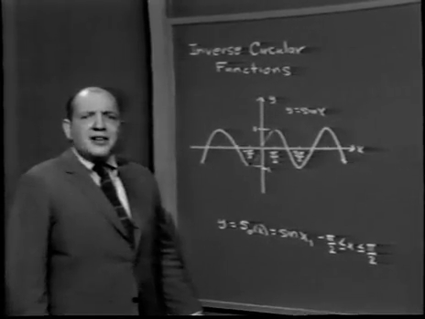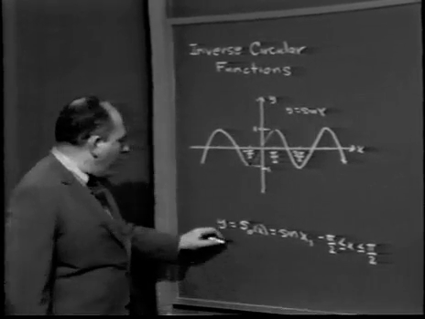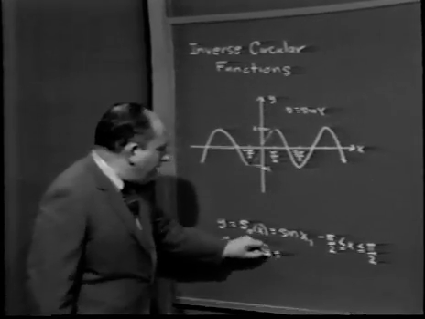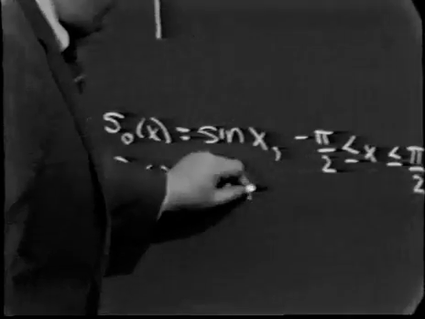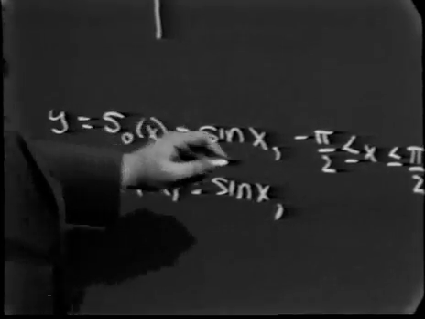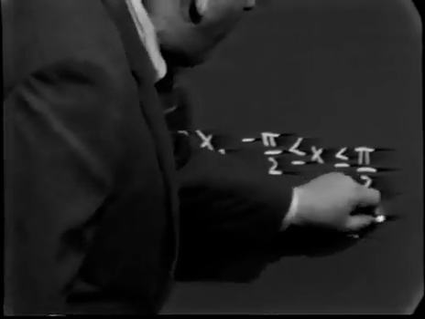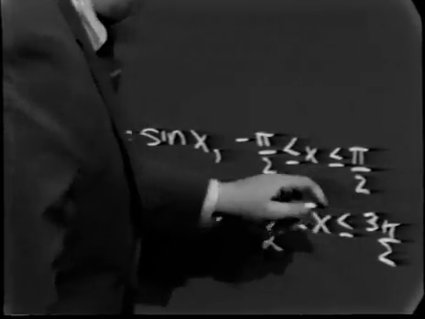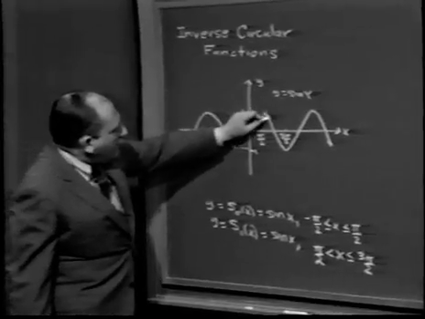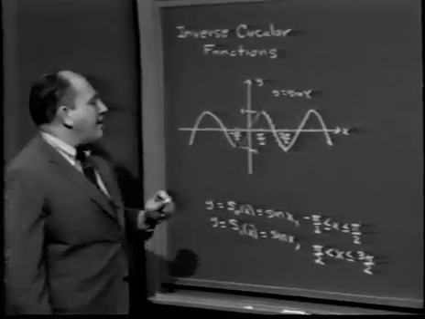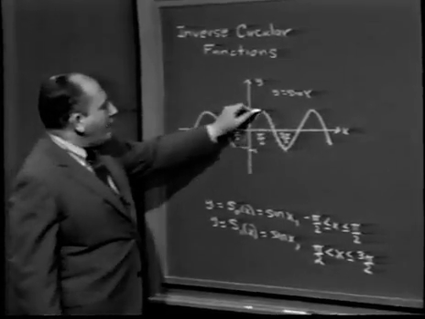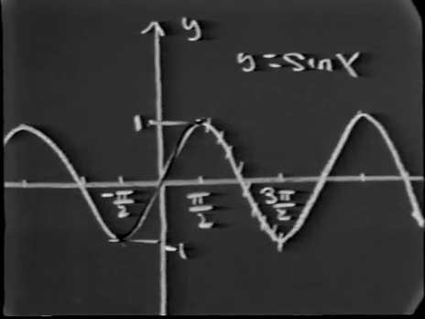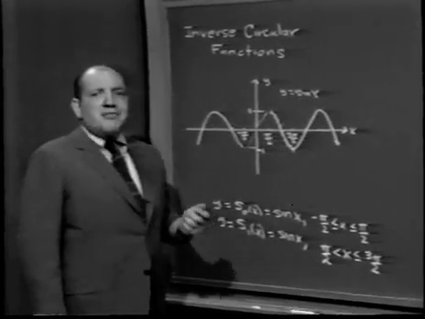Now again, there's nothing sacred about picking this particular interval. What I could have done was define another curve, which I'll call s sub 1 of x. S sub 1 of x will be the function sine x, but now the domain will be from π/2 to 3π/2. In other words, notice that this portion of our sine curve is also one-to-one and runs the full gamut of values that the sine can take on, from 1 to -1.